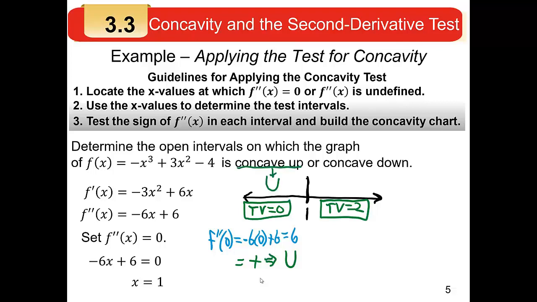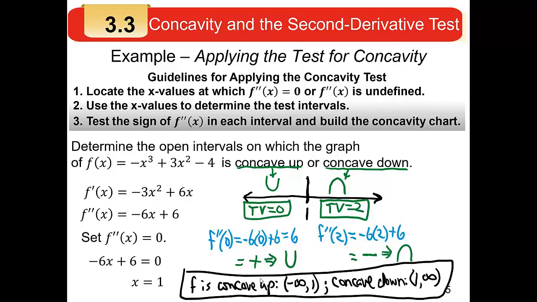So you might label it that way: concave up to the left of 1. Then you move to your test value on the right side of 1, which we chose as 2. Plug that in, do the arithmetic, and you end up with minus 12 plus 6, which is obviously negative. That's concave down. So to the right of 1, the function is concave down. Since there's only one number to test, you only have to test 2 intervals. So to wrap it up, what you've shown is that the function is concave up to the left of 1, that's minus infinity to 1, and it's concave down to the right of 1, that's 1 to infinity.